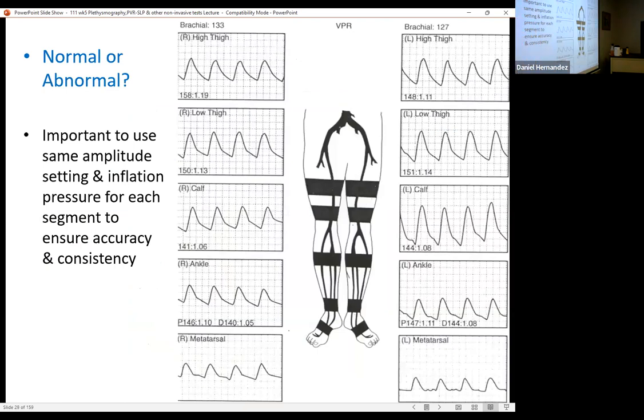Well, these numbers don't make sense, though, just saying. Like, what, 41, dot, 11.06, where go, okay. This is just showing the importance of using the same amplitude settings and inflation pressures for each segment to ensure that it's normal. The right leg doesn't look normal compared to the left leg.